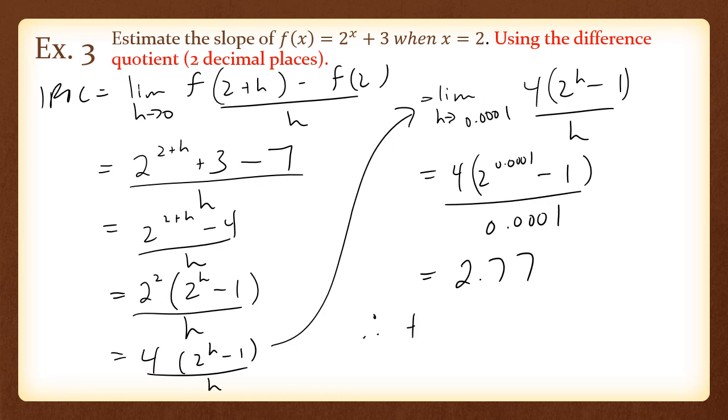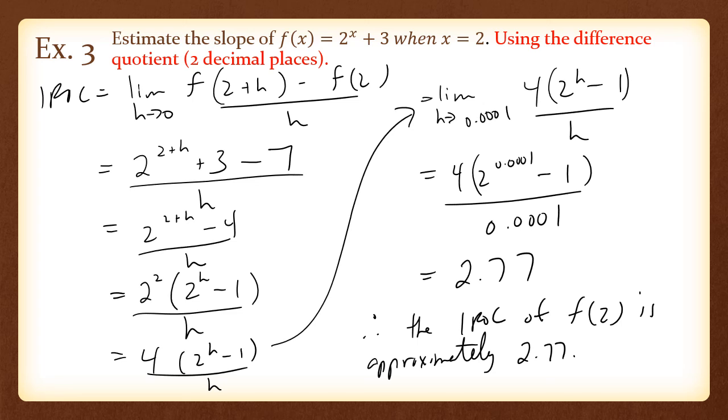Therefore, the IROC of f of 2 is approximately, now this is approximate because we didn't actually get h to cancel, we subbed in something really close to 0. So approximately 2.77.